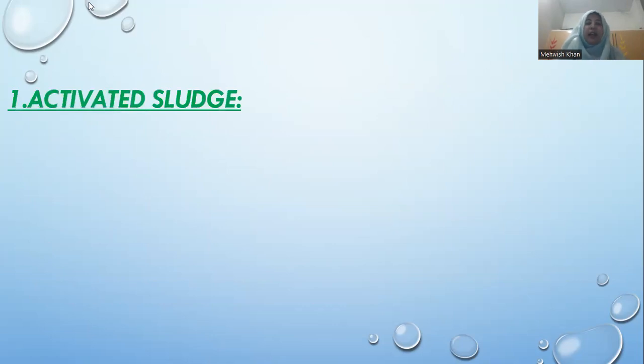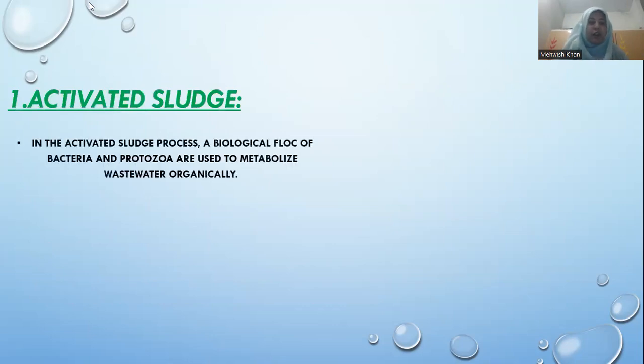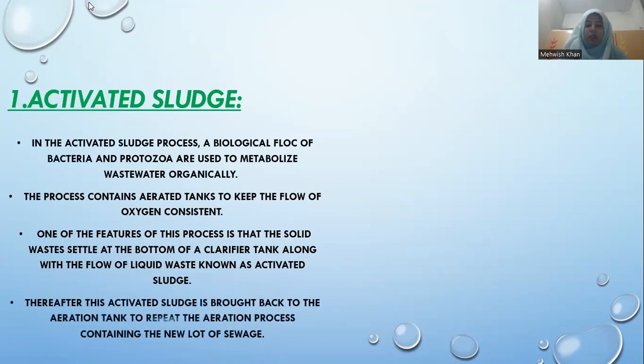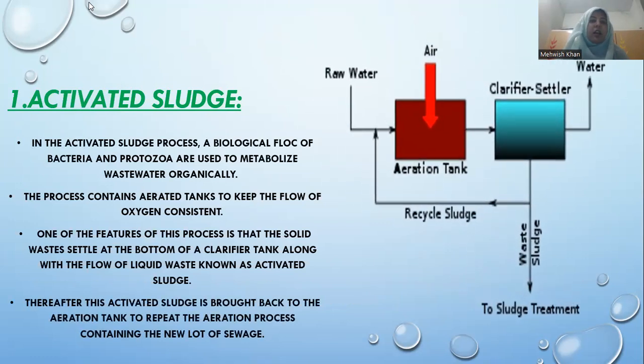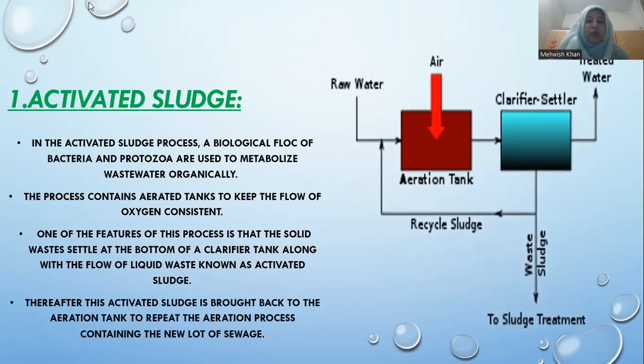Okay, so let's start with activated sludge. What is activated sludge? If you see the diagram here, in the activated sludge process, what happens? It's a biological floc of bacteria and protozoa. They are used to metabolize the wastewater organically. What does this mean? When you're talking about the activated sludge process, you can simply consider microorganisms. They are used to metabolize the wastewater organically.